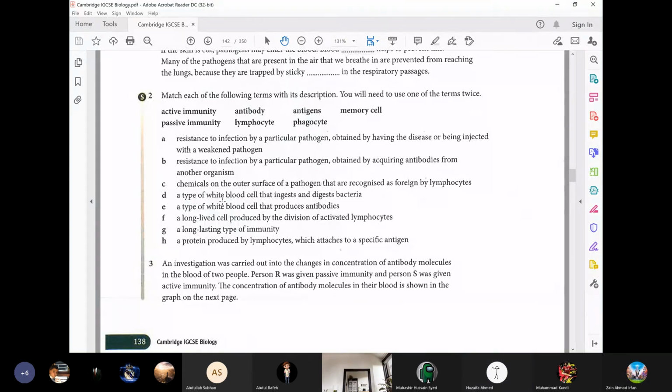A type of white blood cell that ingests and digests bacteria. Phagocytes. Very good. Phagocyte, not lymphocyte. Phagocytes. Right, boys?